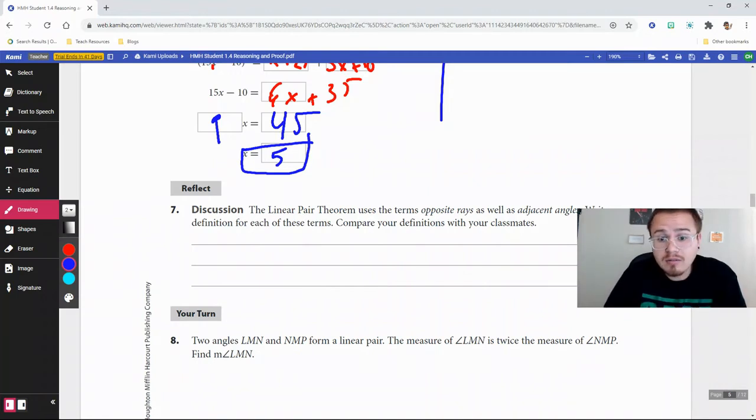Adjacent angles are angles in the same plane with a common vertex and a common side, but no common interior points. You might have put something else. I'd love to hear in the comments what you put.